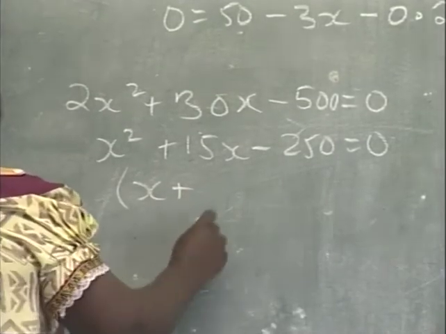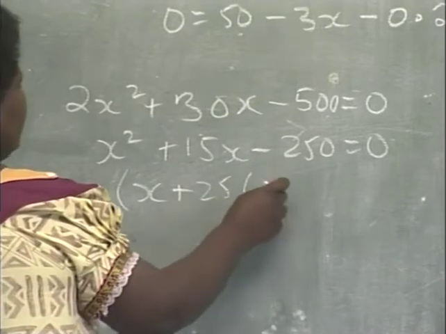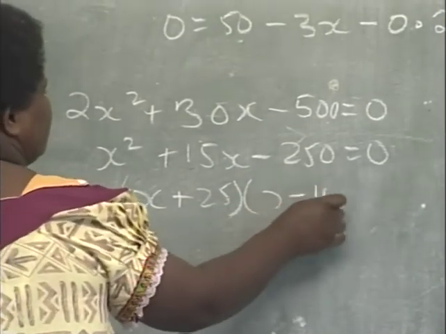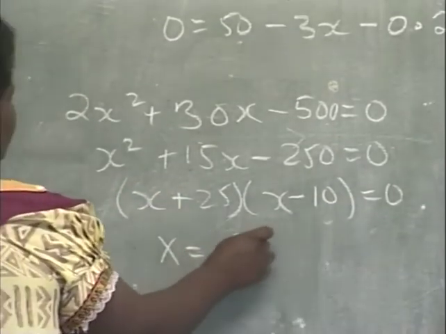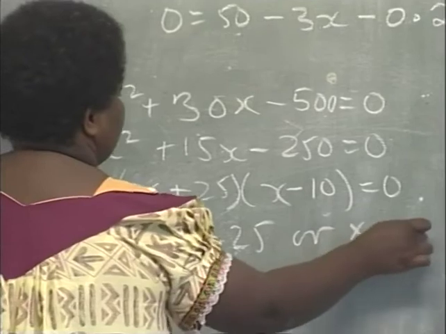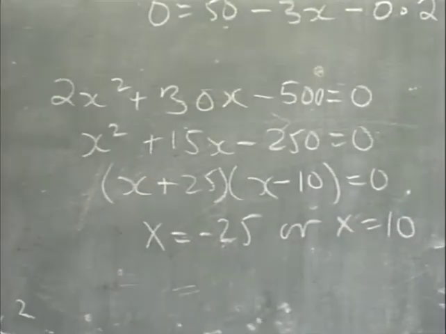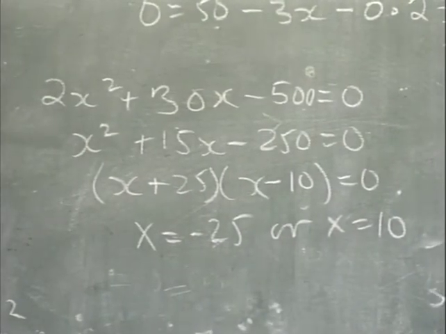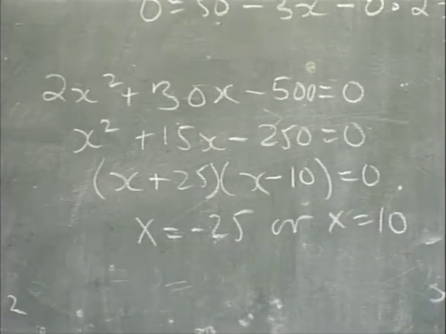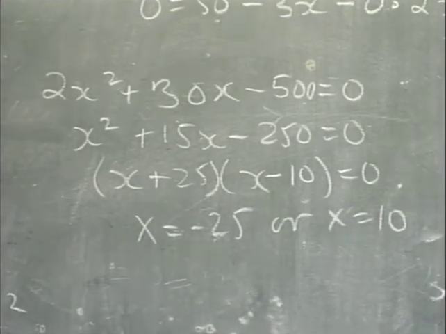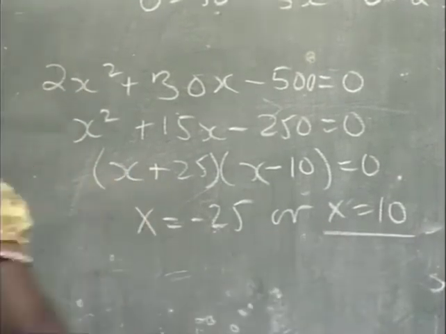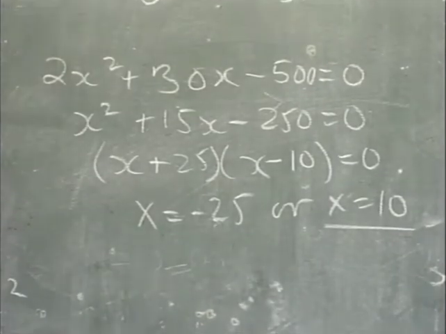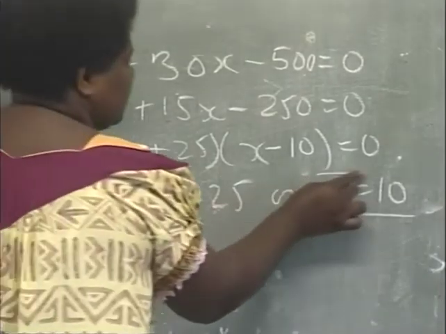x plus 25 times x minus 10 equals 0. So I get x equals negative 25 or x equals 10. Do I accept both? Why not? You can never have a length which is negative. A negative number is imaginary, it's not real. So the answer is 10.